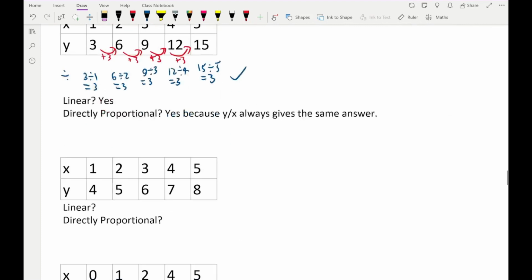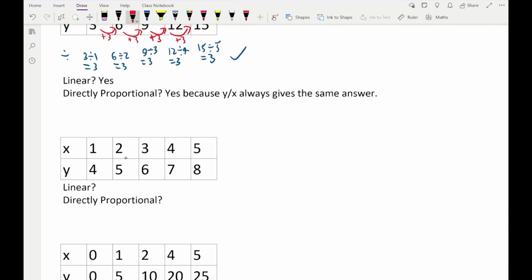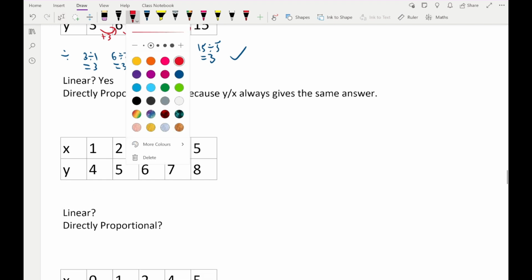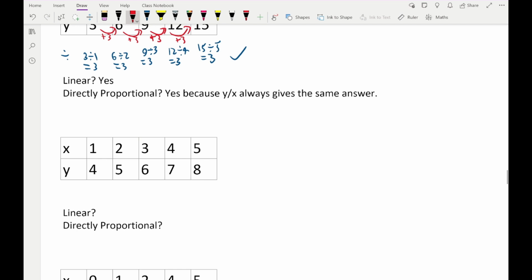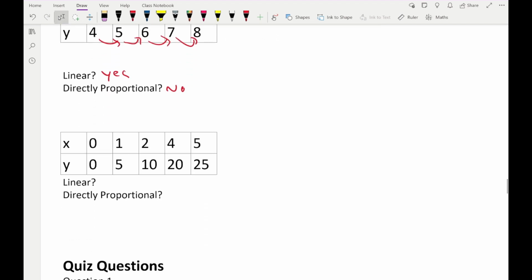So, more tables. Here we go, 1, 2, 3, 4, 5, and then it's going up by 1 each time. And it looks like this is probably linear. Yep, go up by 1, go up by 1, go up by 1. So yes, it's linear, but is it directly proportional? No. How do I know that it's not? 4 divided by 1 gives me 4. 5 divided by 2 does not give me 4.